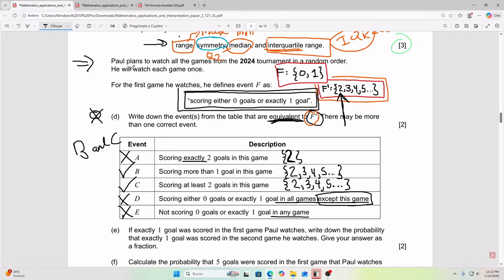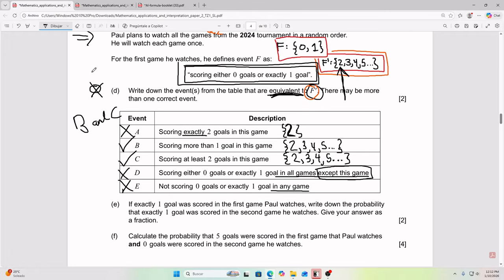Wonderful. Now we go on to part E. And so part E, our good old friend Polly is still extremely entertained with these soccer matches statistically. And so good old friend Polly gives us the math homework for some reason that if exactly 1 goal was scored in the first game that Polly watches, write down the probability that exactly 1 goal was scored in the second game he watches. Give your answer as a fraction.